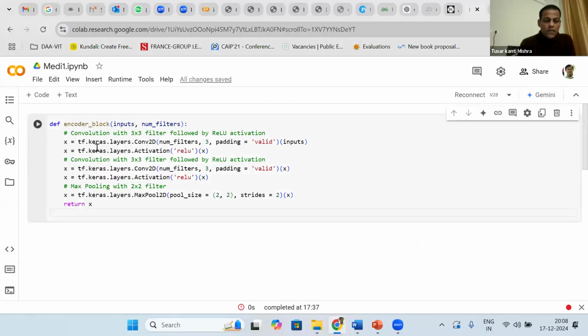So let us see that. First convolution, then ReLU, then again convolution and ReLU, because when we were reading the slides we saw it happening two times. And then max pooling, same as we saw in the slides. Let us run this.